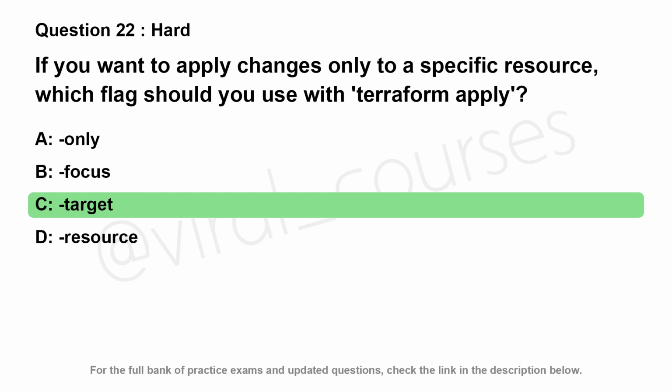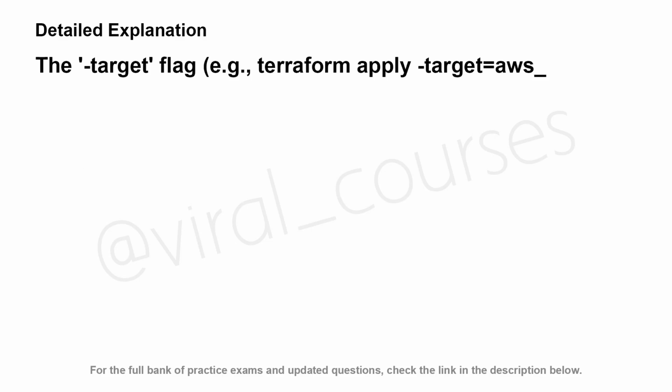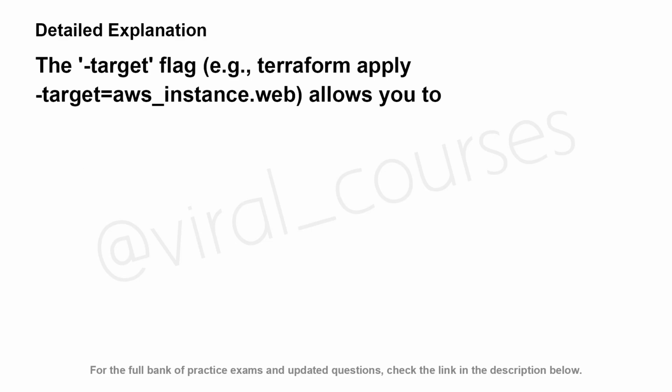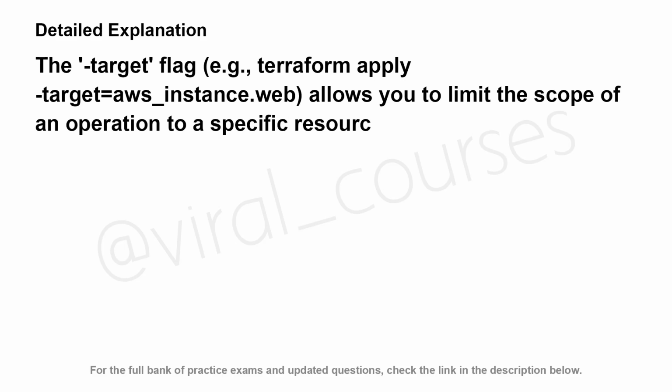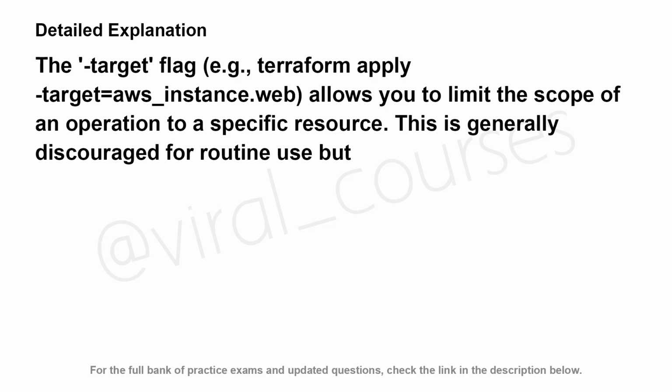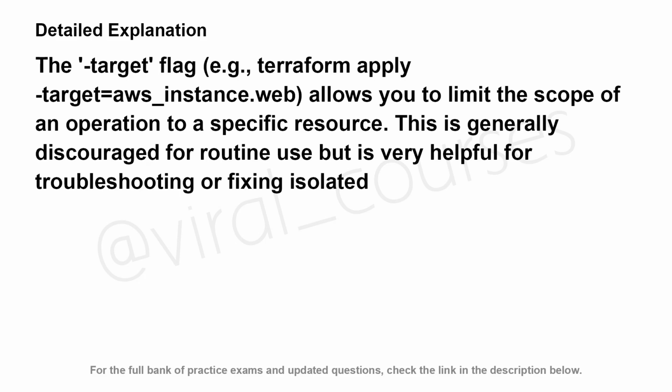The correct answer is C. The target flag, e.g., terraform apply -target=aws_instance.web, allows you to limit the scope of an operation to a specific resource. This is generally discouraged for routine use but is very helpful for troubleshooting or fixing isolated issues in a large state.